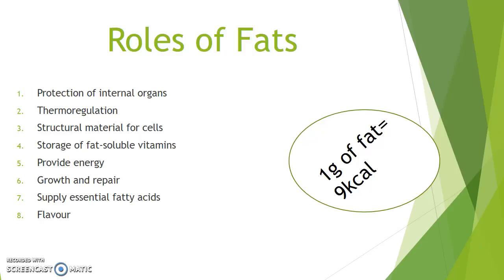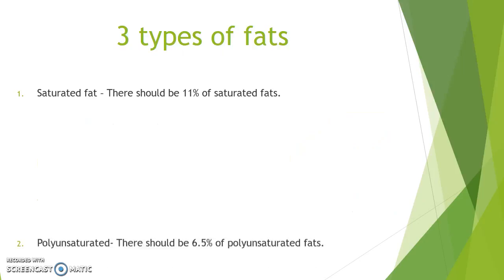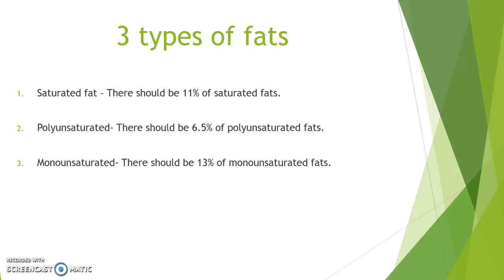There are 2 types of fats, unsaturated and saturated, and there are 2 types of unsaturated fats. You have polyunsaturated and monounsaturated. There should be 11% of saturated fats, 6.5% of polyunsaturated fats, and 13% of monounsaturated fats.